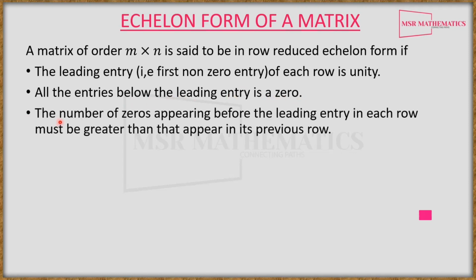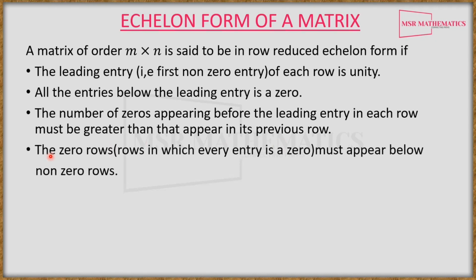Third condition, the number of zeros appearing before the leading entry in each row must be greater than that appearing in its previous row. The fourth condition is about the zero rows. Zero rows, meaning rows in which every entry is 0, must appear below non-zero rows. So these are all the conditions to hold for row reduced echelon form. This is a very important technique which is used to solve matrix problems.